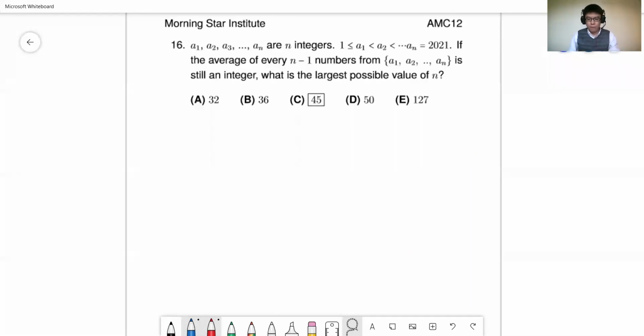Question 16. We have n numbers between 1 and 2021. The largest number is 2021. The average of every n minus 1 numbers is still an integer. What's the largest possible value of n? So let's denote the sum of these n numbers to be s. The sum of every n minus 1 numbers, let's say s minus aj, divided by n minus 1 is an integer.